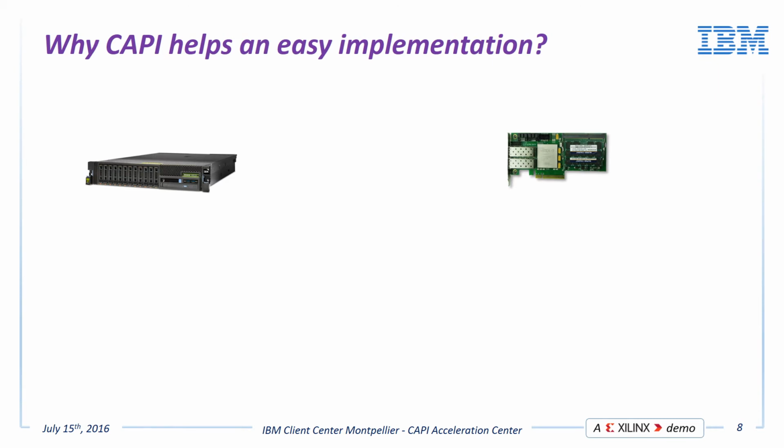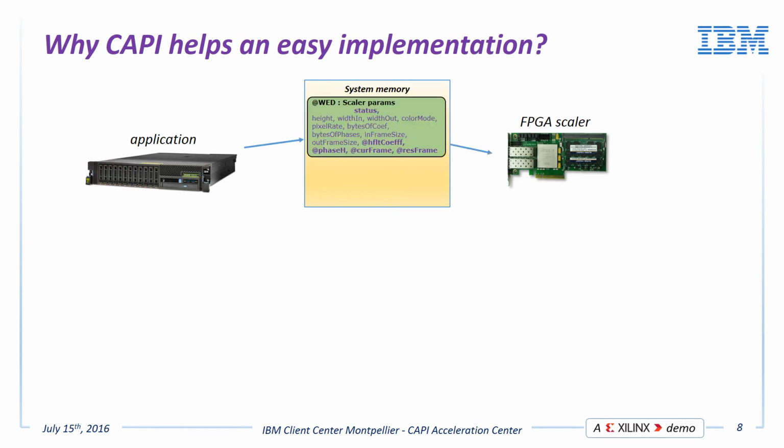Now let's summarize how the implementation was done and why CAPI helped it. So we have on the left the application running on the Power 8, and on the right the scaler program running in the FPGA. In the middle, the shared system memory, physically in the P8, which will be used to exchange data between them. First of all, parameters needed for the conversion will be shared in memory through what we call the work element descriptor, or WED.